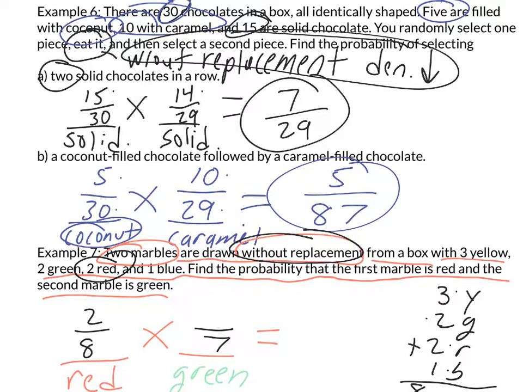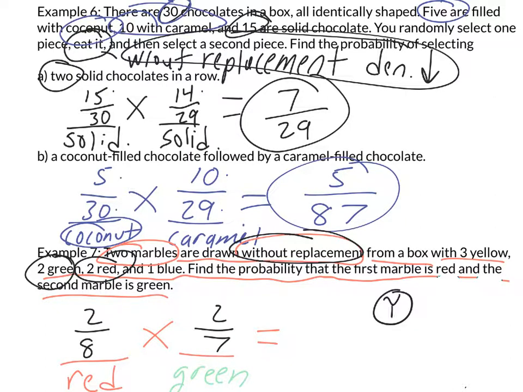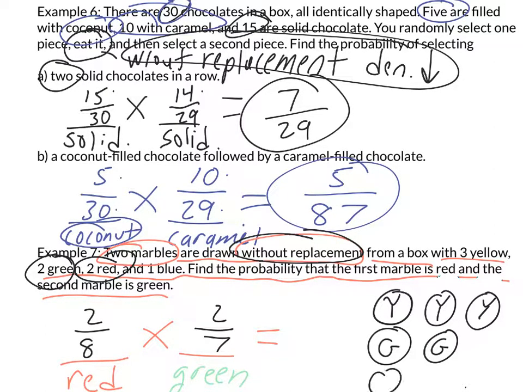You'll get one of those 2 red. It's off to the side, but be careful here. You still have 2 green sitting in front of you. If it helps, draw a picture. So we said we had 3 yellow, so I'm going to write Y for yellow. We had 2 green, so I'll write 2 G's here. We had 2 red, so I'm going to draw 2 R's. And we had 1 blue, so 1 B.